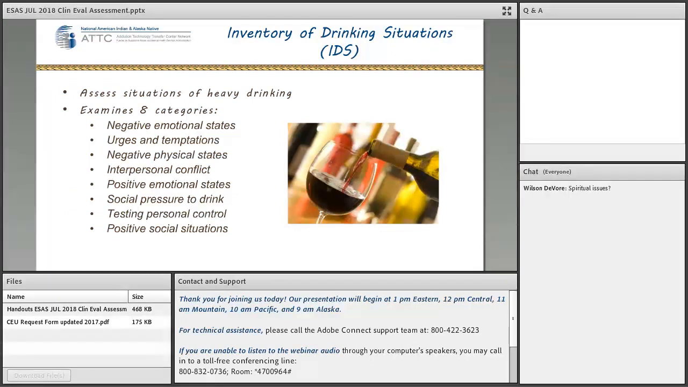Okay, so assess the situation of heavy drinking. It examines 8 categories: negative emotional states, urges and temptations, negative physical states, interpersonal conflict, personal emotional states, social pressures to drink, testing personal control, and positive social situations. So looking at even social pressure to drink, friends, are they pushing them? "Oh, come on, don't be a wuss. Be one of the guys. You should do it all the time." Things like that. It's like, "Oh, this will be the last time."